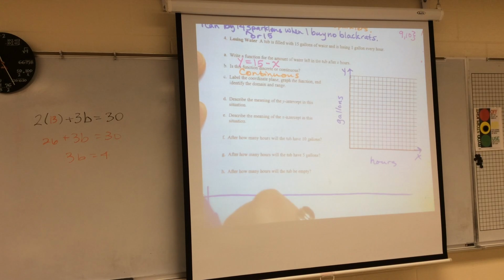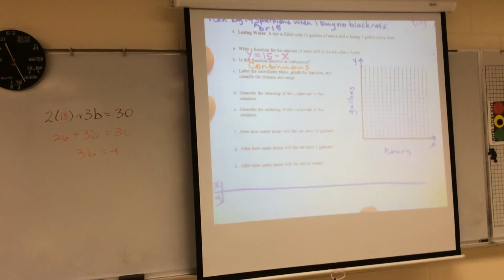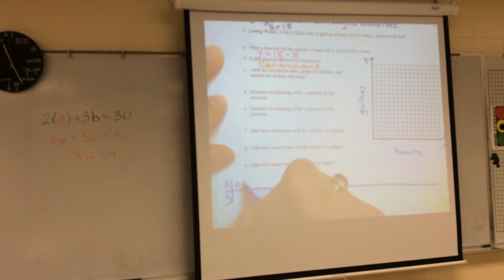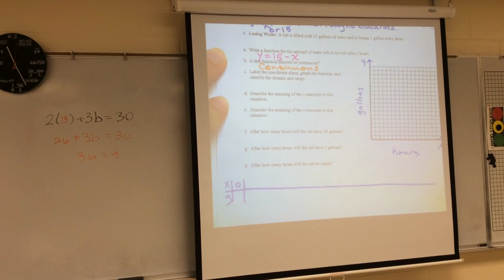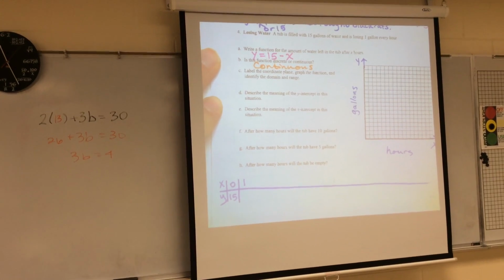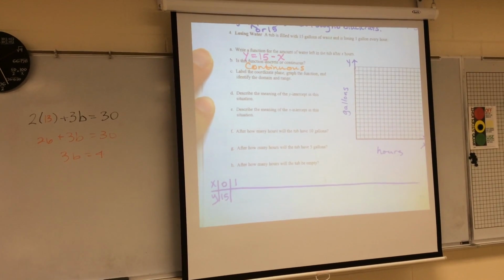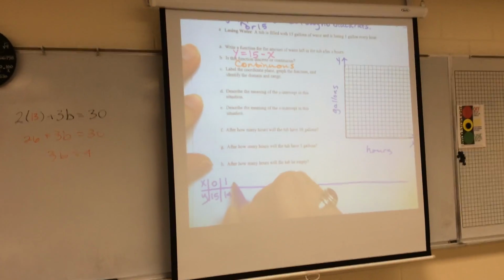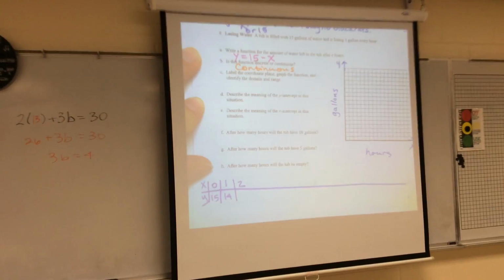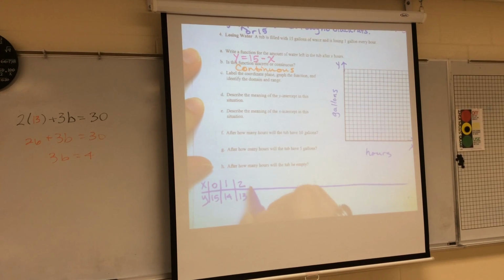I'm going to make a table. Here at the bottom I have X and I have Y. So at 0 hours, how much water do we have? 15. After 1 hour, we lose a gallon. So how much water do we have left? 14. After 2 hours, I lose another gallon. 13. After 3 hours, 12. So am I going to have the same pattern all the way until we're empty, right?